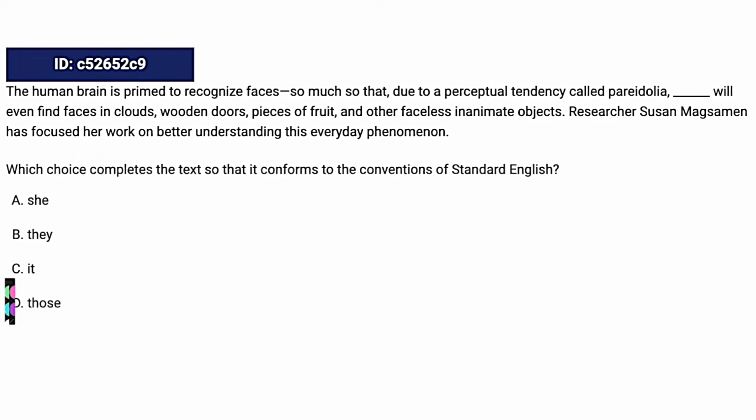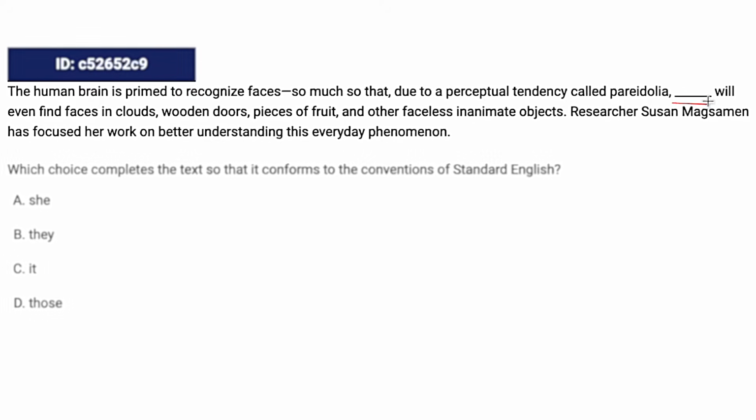So we know that our underlined portion is here. Blank will even find faces in clouds. And if we go back, we notice that we have another one of those non-essential phrases sandwiched between two commas. So I'm going to ignore that. And then we get so much that, so there's no nouns there. The human brain is primed to recognize faces. All right, so now we need to figure out, is faces the original noun? Because that would be plural. Or is it the human brain?